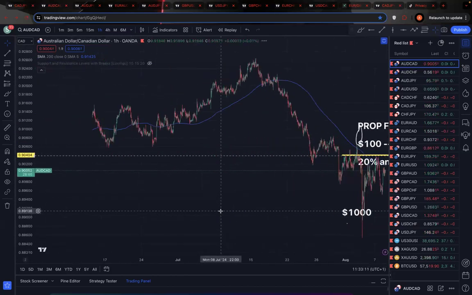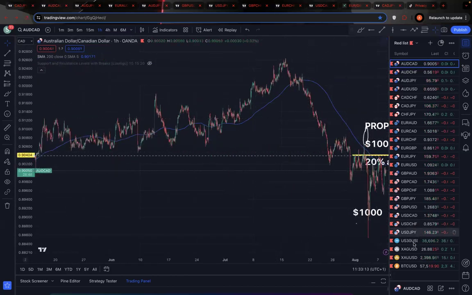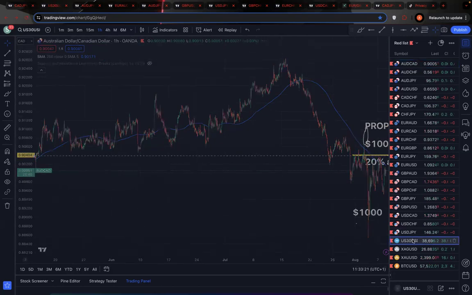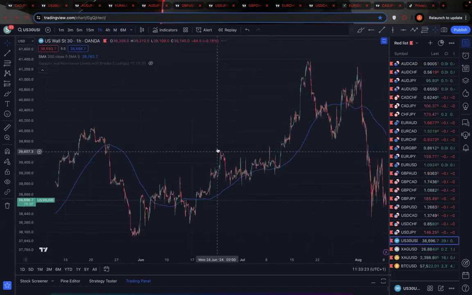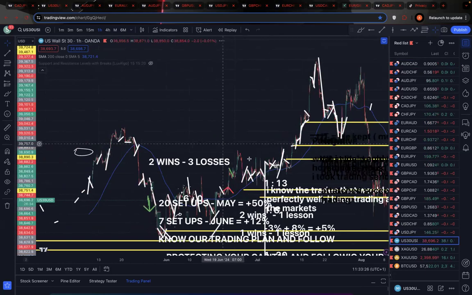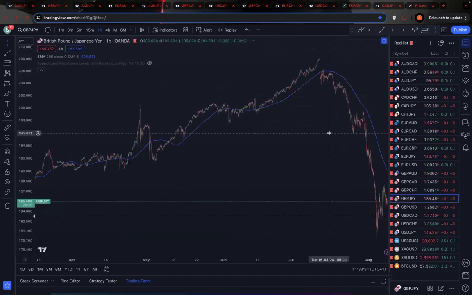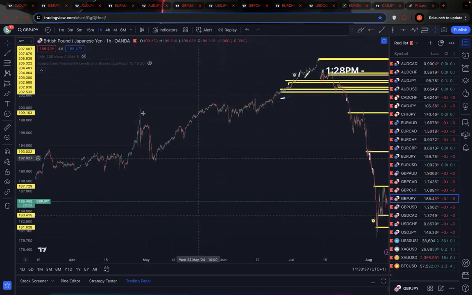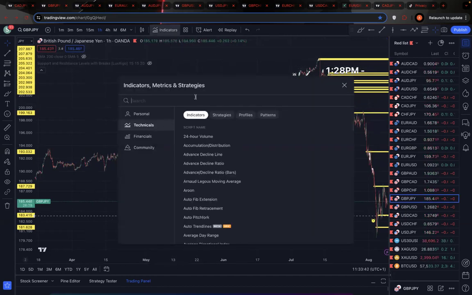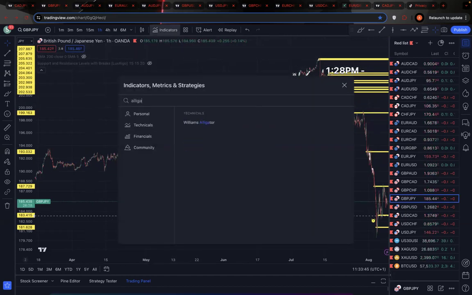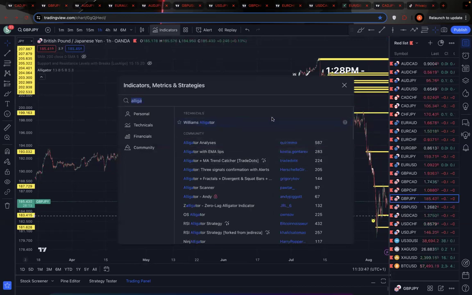Alligator, I have like 25. Let me look for a very trending pair. What is trending at the moment? I've written a lot of things on this year's testing. Let's use this one. Let me hide this SMA, and then come to the indicator section and search for alligator. Let's see how Williams alligator looks.